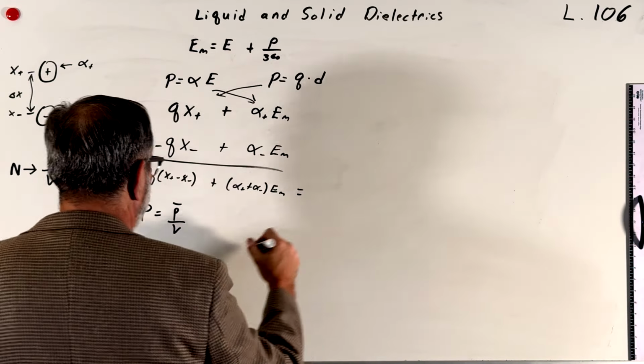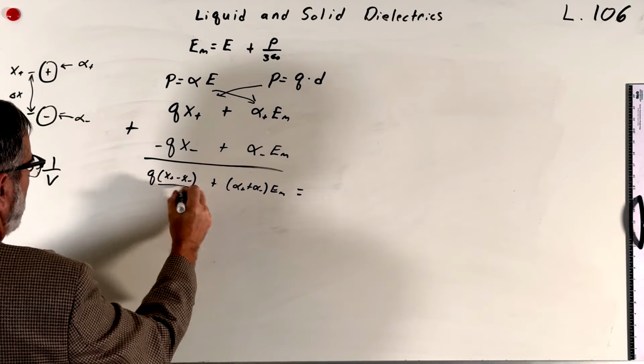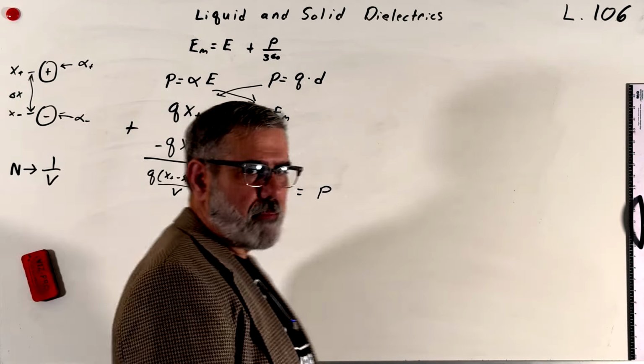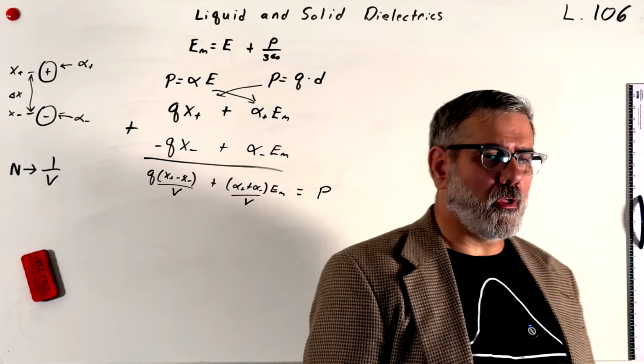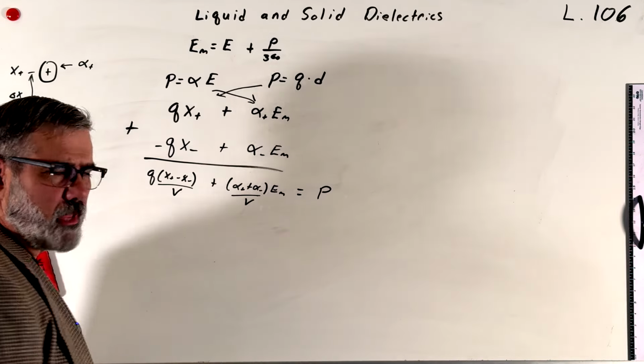So then I can write that, if I divide each of these terms by this volume, then this will give me the dipole moment per unit volume, right? Big P. I guess you could call it the dipole moment density.